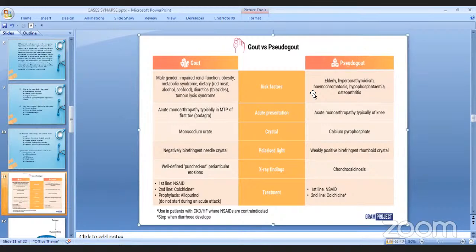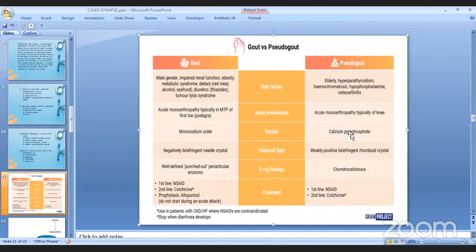Pseudo gout चाहिँ कस्तो कस्तो केसेसमा हुने भयो त भन्दाखेरि, hemochromatosis when there is iron deposition in our body, hypophosphatemia मा, osteoarthritis possible हुन सक्छ, hypothyroidism मा हुन सक्छ. Again pseudo gout is the deposition of calcium pyrophosphate, right?